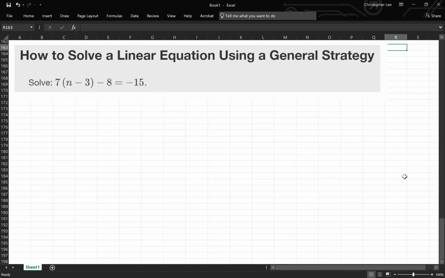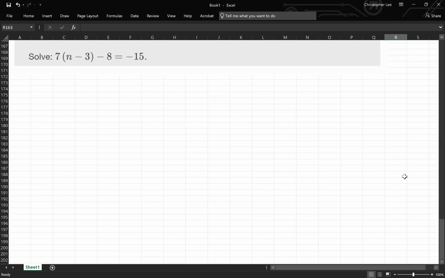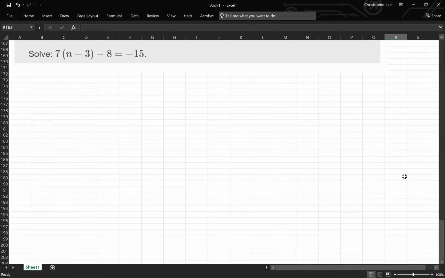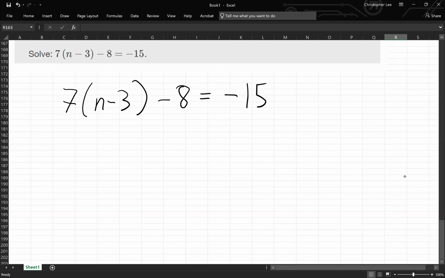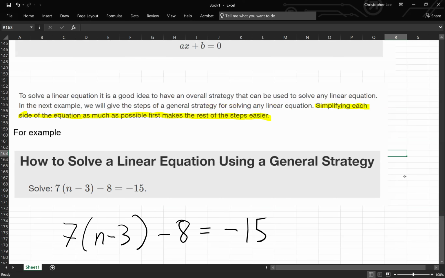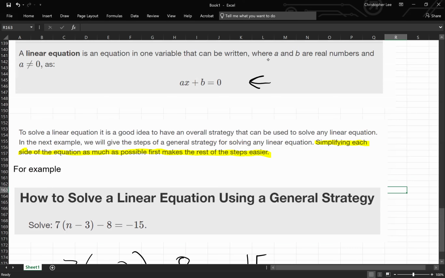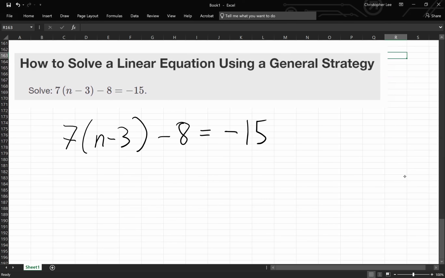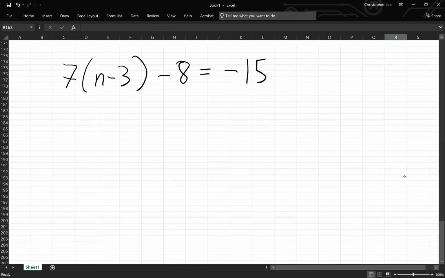So check this out, how to solve a linear equation using a general strategy. So here's the question. Let me rewrite it so everybody can see. I have 7 times n minus 3 minus 8 is equal to negative 15, right? This is a little complicated, right? So let's simplify this into the general form, ax plus b. Let's simplify it into that, and then that'll make life a lot easier. All right? So tell me how to do it, even though I didn't tell y'all how to do it yet. What should I do first?